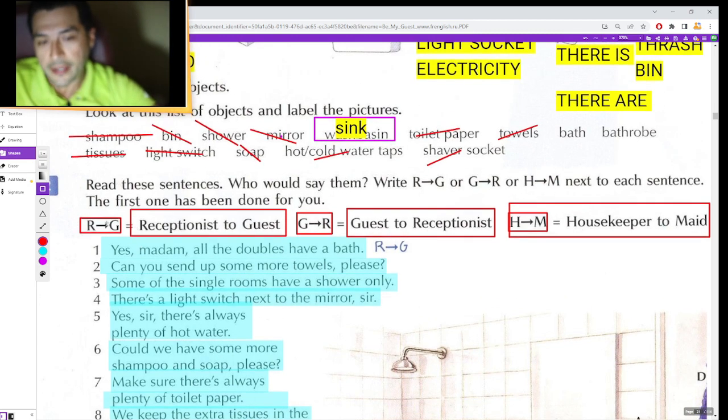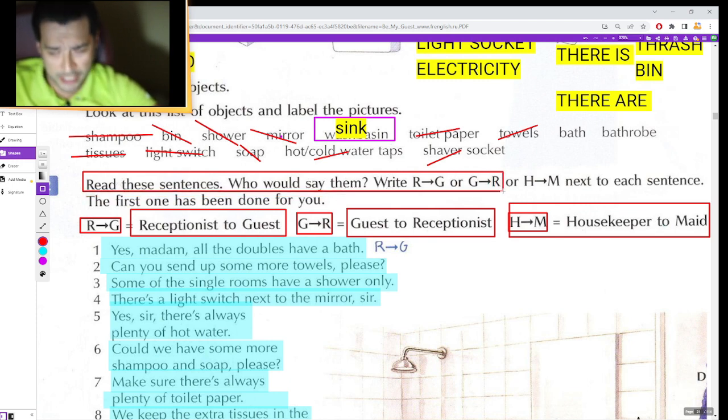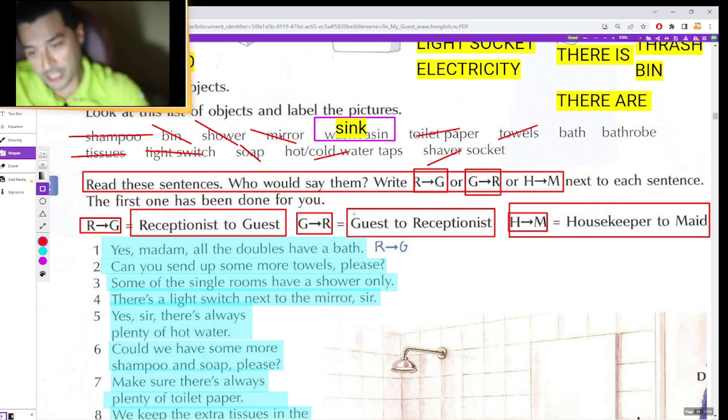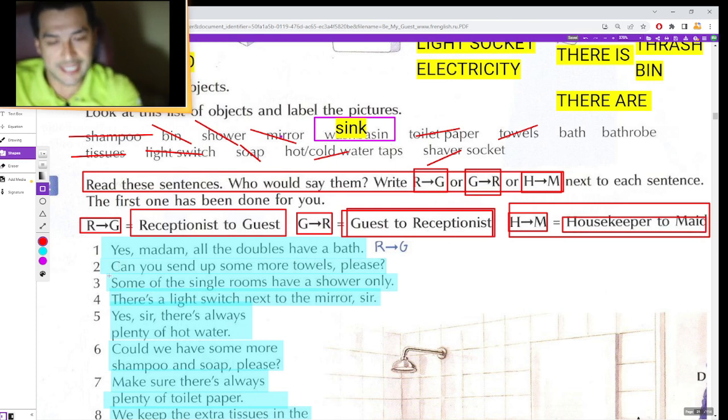Exercise 2. Read these sentences. Who would say them? Receptionist to guest. Guest to receptionist. Housekeeper to maid. Write RG, receptionist to guest, or GR, guest to receptionist, or HM, housekeeper to maid, to each sentence. The first one is the example. The first one has been done for you. Receptionist to guest.